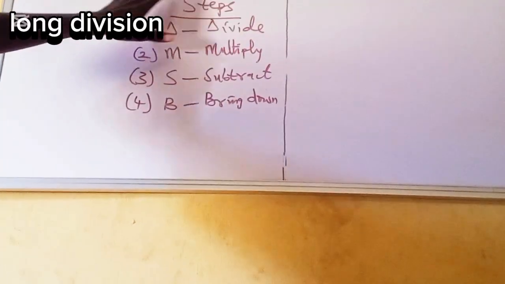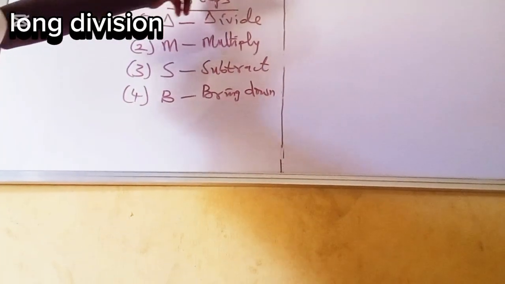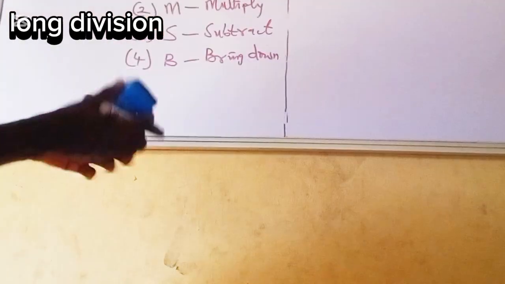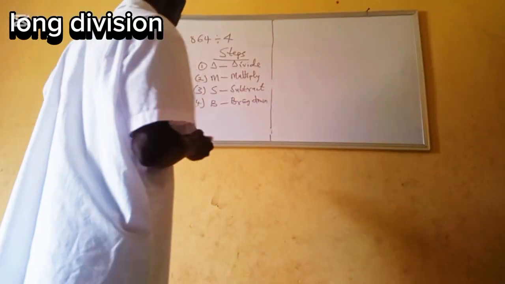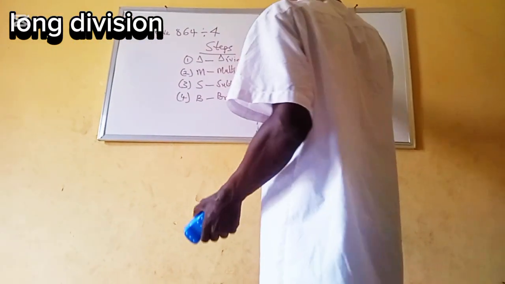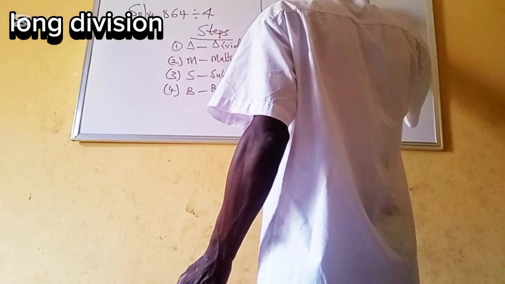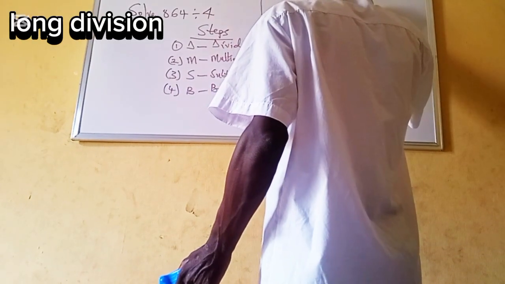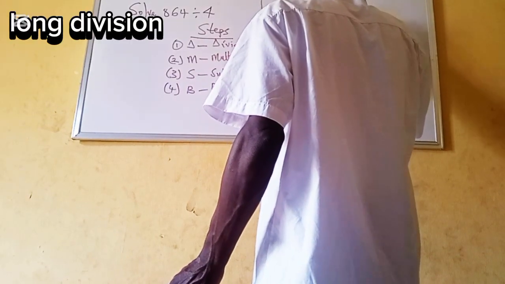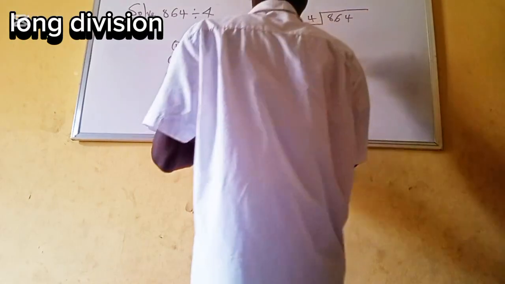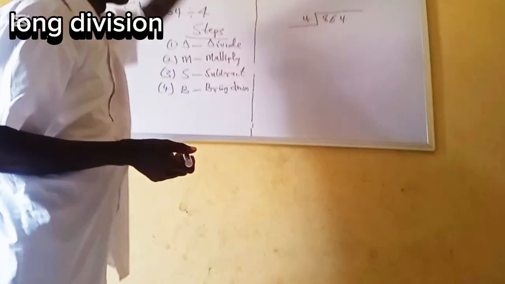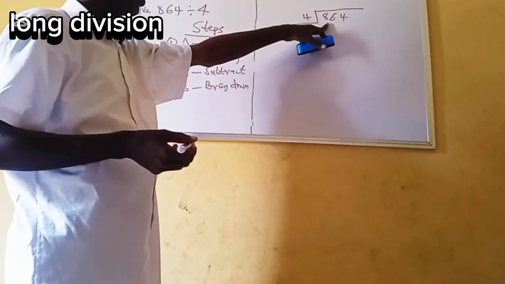So we are going to be applying these 4 steps to solve this division. Following these steps, you have 864 divided by 4. Okay, so we are going to be applying these steps to calculate this division.